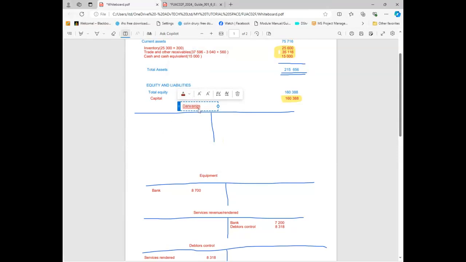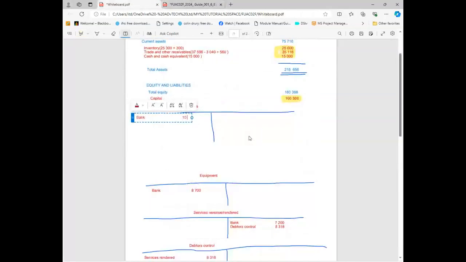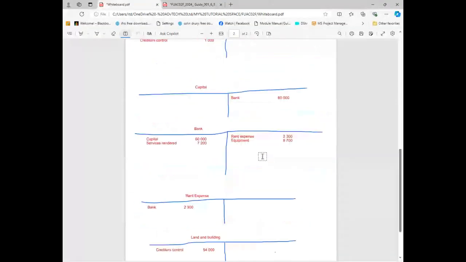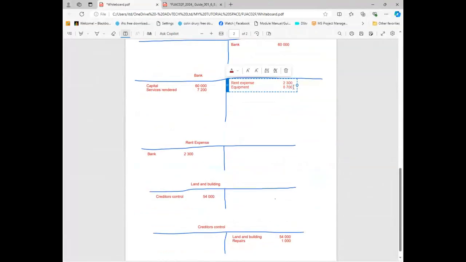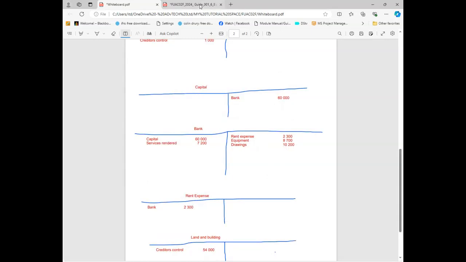Okay, no problem. Come to the debit side and I write bank. Does that make sense, guys? Yes, sir. How much? 10,200. And obviously I go to the bank on the credit side and I just write drawings, 10,200. You good? Yes, sir. Perfect.